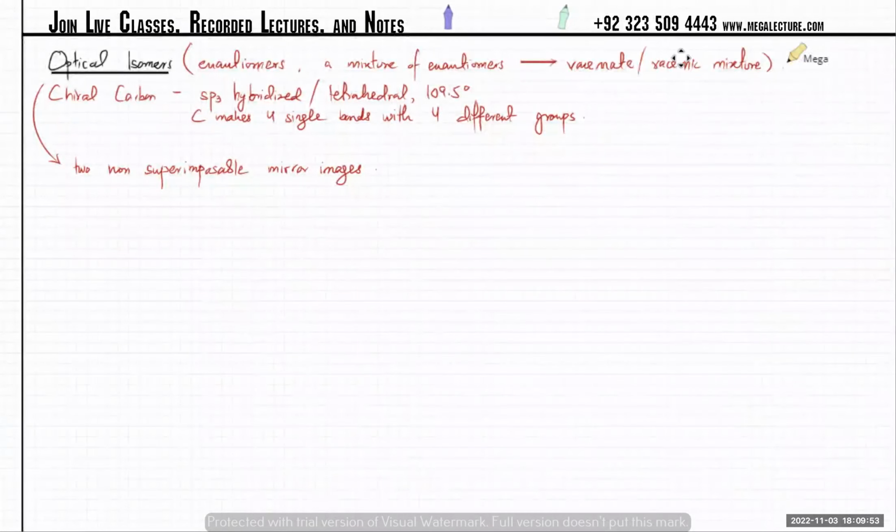So I just went through optical isomers: you have enantiomers, and a mixture of enantiomers is known by the technical name racemate mixture. They're two non-superimposable mirror images. For example, if you have a molecule that has a chiral carbon atom, it's got four different groups. It's got CH2 and CH3 on this side, a CH3 group on this side, and an OH group on this other side.